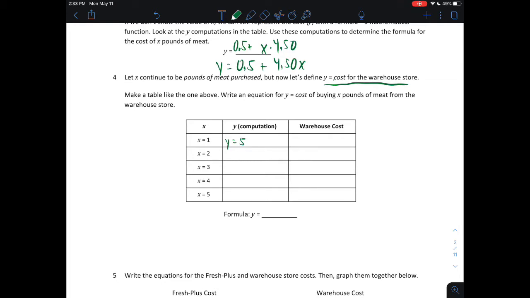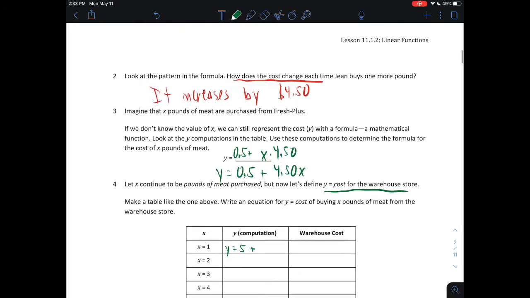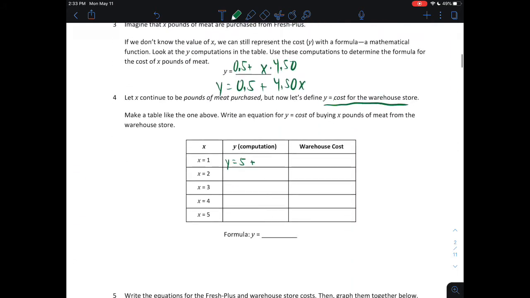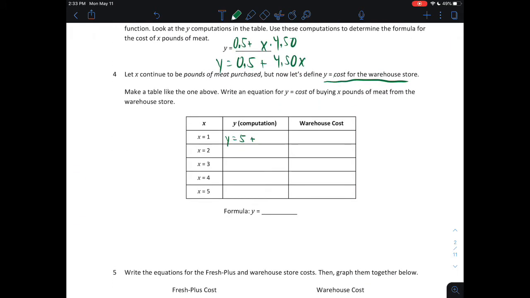And then we need to add, how much is it per pound at Costco? $3 per pound. So how many pounds is she buying in this first row? X is equal to 1, so 1 times $3. So what's the total cost for just 1 pound of meat? It's the $5 for the trip, plus the $3 for the 1 pound of meat. 5 plus 3 is $8.